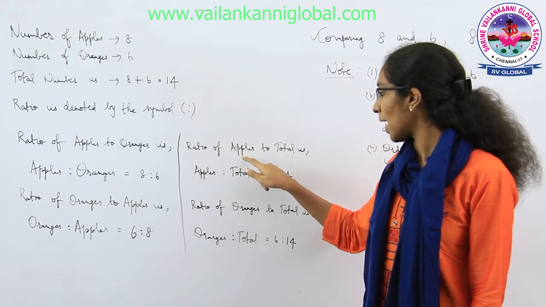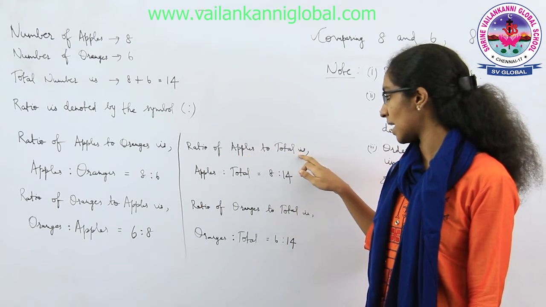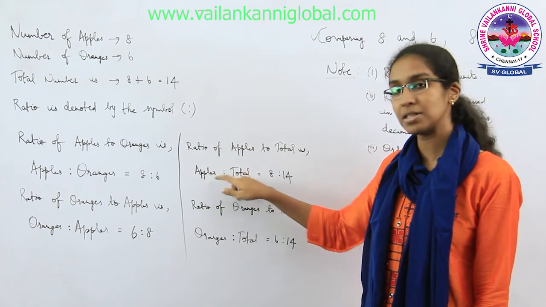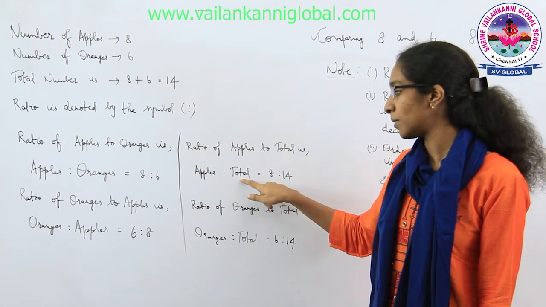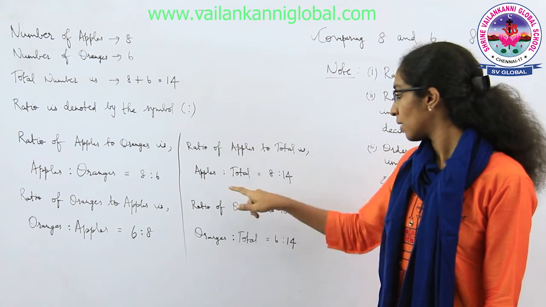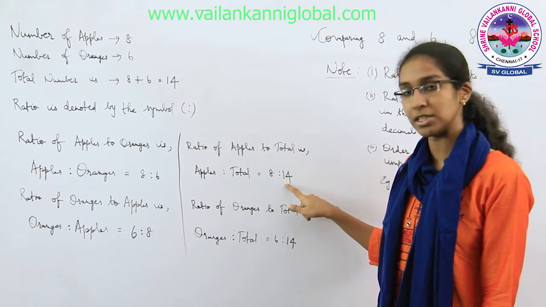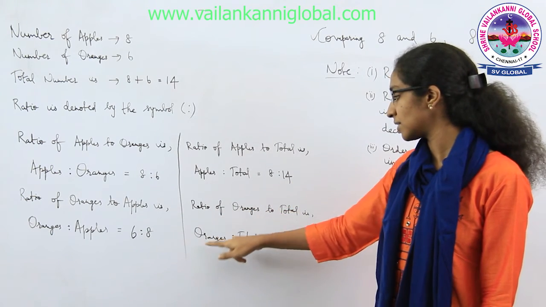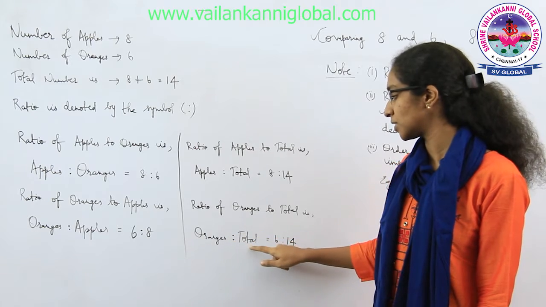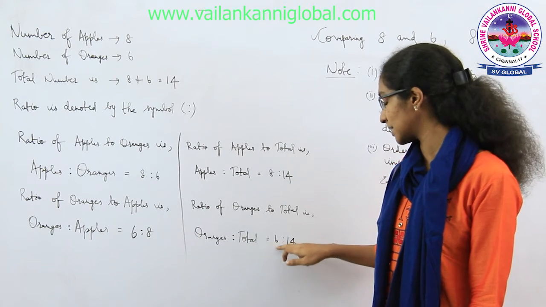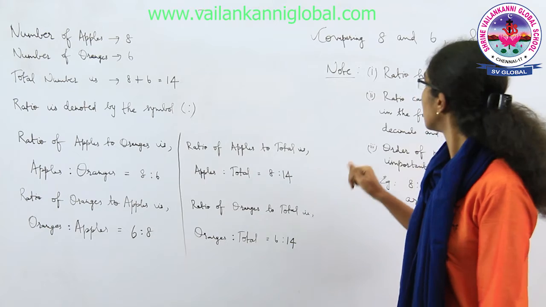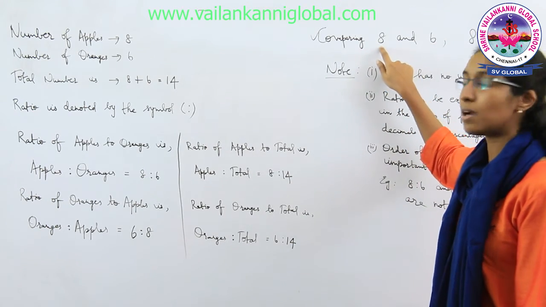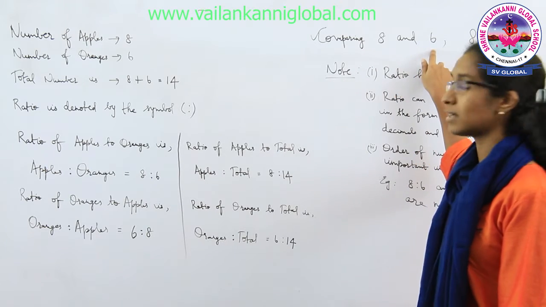When the ratio of apples to total number is asked, we write apples is to total, where the number of apples is 8 and the total amount of fruits is 14, which is written as 8:14. And the ratio of oranges to total is written as the number of oranges is to the total amount of fruits, that is 6:14.